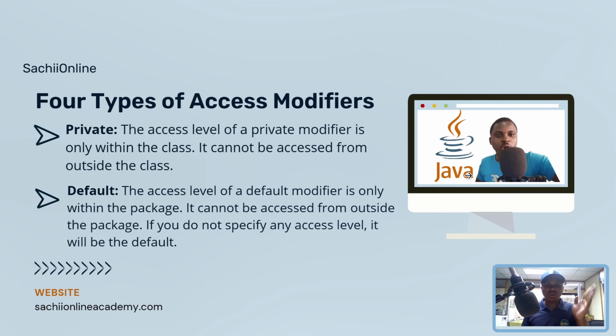So let's talk about the default access. The access level of a default modifier is only within the package, which means that it must be within the package. It cannot be accessed from outside the package. If you do not specify any access level, it will be the default. With the default access modifier, you are not going to write default; when you just write string A or string name, without putting access modifiers like private, it is automatically assigned the default access level, and we are saying it is package only.